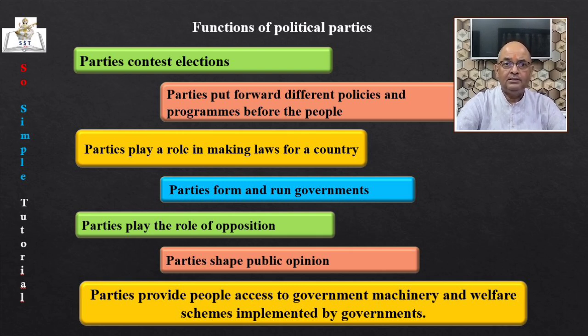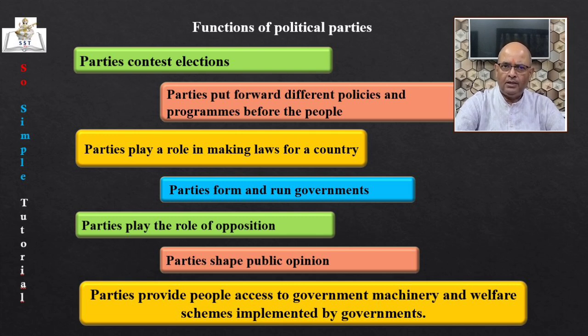Third, parties play a decisive role in making laws for the country. Once elected, these legislators try to achieve the goals of their party through legislation and program initiatives. Different bills and proposals are floated in the legislatures. Political parties form their views on these bills and accordingly direct their members to vote for or against them. This is how laws are made in the legislature.